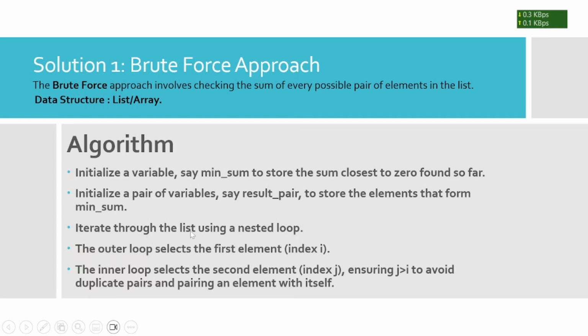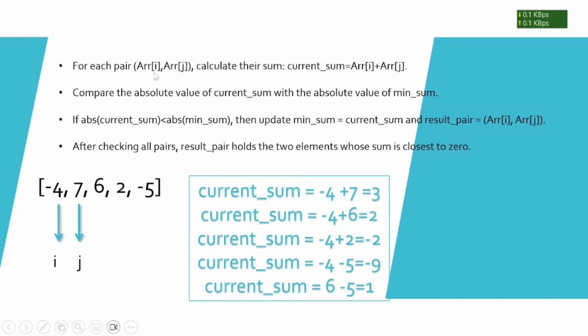Third, we'll have to iterate in a nested loop, and there will be an outer loop which will be indexed by i, and an inner loop that is indexed by j. To ensure that it is not doing any duplicate pairs, we'll always maintain j greater than i. Then for comparison, we'll use the current sum, which is the sum of the i and j elements present in the list. Then we'll compare the absolute value.